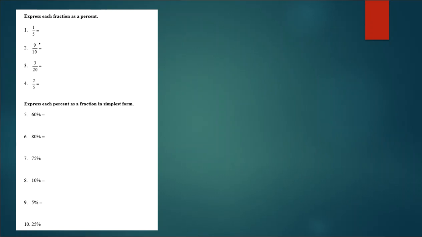If we want to change 9/10 into a percent, one way we can do that is we can make an equivalent fraction with a denominator of 100. So to get from 10 to 100, we had to multiply by 10. And if we multiply the bottom by 10, we have to multiply the top by 10. And 9 times 10 is 90. 90 out of 100 is just 90%.